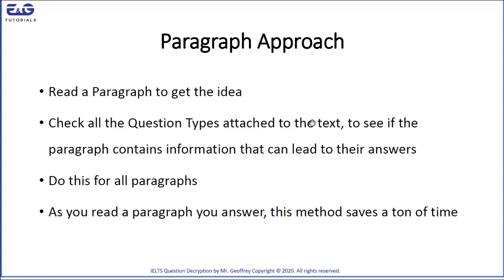So it's simple. Take the paragraph, read a paragraph, use that paragraph idea to check if it contains the answer to all the questions that are associated to the text. You're no longer doing, maybe for a paragraph, filling out the list of headings before you go to true, false, not given. No. With that, you save a lot of time. Trust me, implement the strategy and it works.